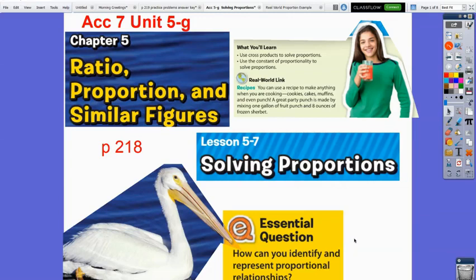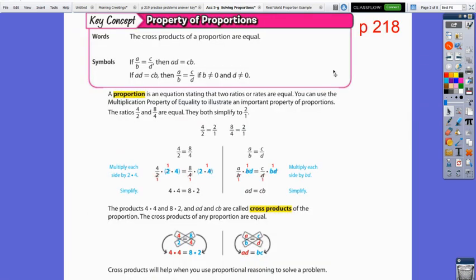Quick lesson here on solving proportions. Okay, this is a very useful skill. I think you've done it before. A proportion is when you have two ratios or two fractions that are equal to each other. This comes up quite frequently, especially in this current unit where we're talking about ratios and rates.